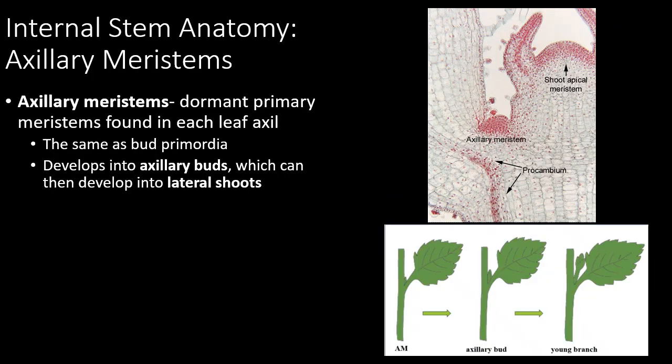We do have some other types of meristems besides the apical meristem. We also have axillary meristems. These are the dormant primary meristems found in each leaf axil. Primary meristem, remember, means that it's capable of elongating stem growth. So in this case, these axillary meristems can develop into axillary buds, which can then sprout and develop into lateral shoots or side branches or whatever you want to call them.